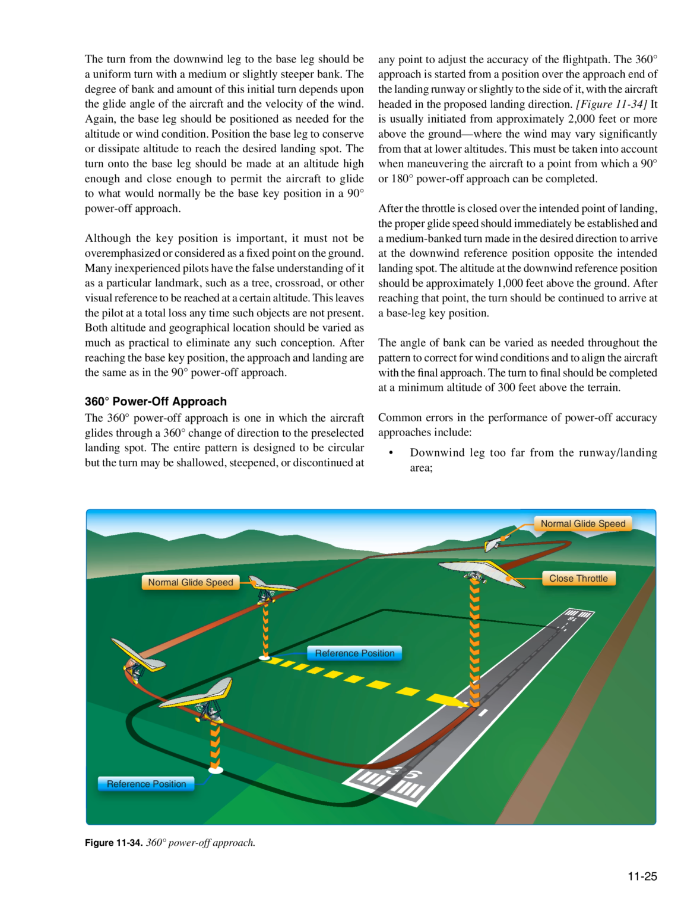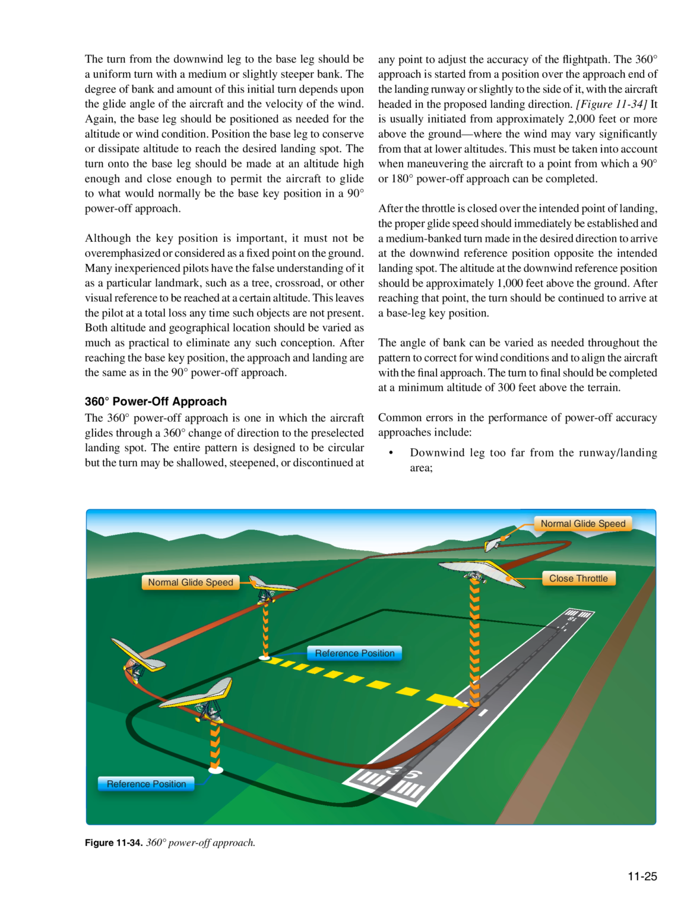After the throttle is closed over the intended point of landing, the proper glide speed should immediately be established and a medium bank turn made in the desired direction to arrive at the downwind reference position opposite the intended landing spot. The altitude at the downwind reference position should be approximately 1,000 feet above the ground. After reaching that point, the turn should be continued to arrive at a base leg key position. The angle of bank can be varied as needed throughout the pattern to correct for wind conditions and to align the aircraft with the final approach. The turn to final should be completed at a minimum altitude of 300 feet above the terrain.